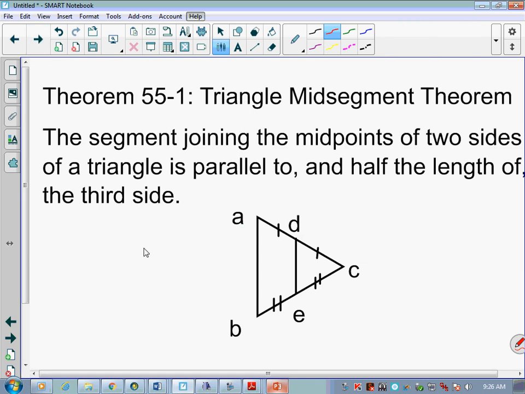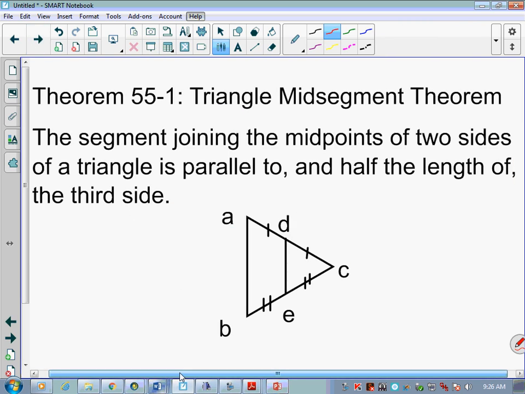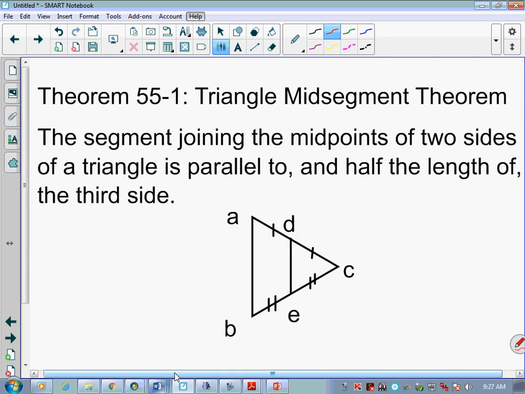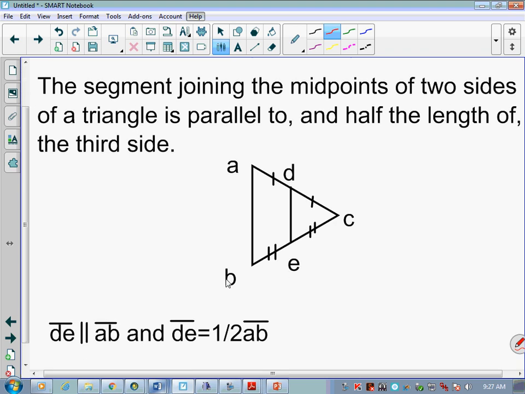Coming on to my next slide, we're going to look at Theorem 55-1, and Theorem 55-1 pretty much states exactly what we've just stated. The segment joining the midpoints of two sides of a triangle is parallel to and half the length of the third side. I've tried to show you one that's oriented just a little bit differently, where we see that DE is parallel to AB, and it is half the length.